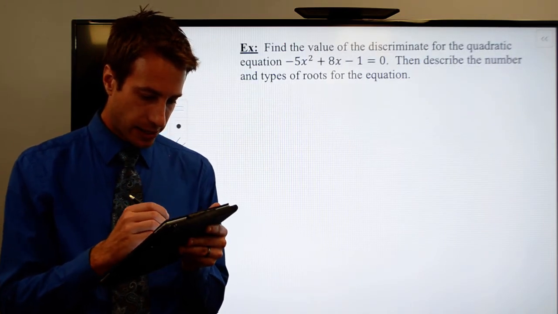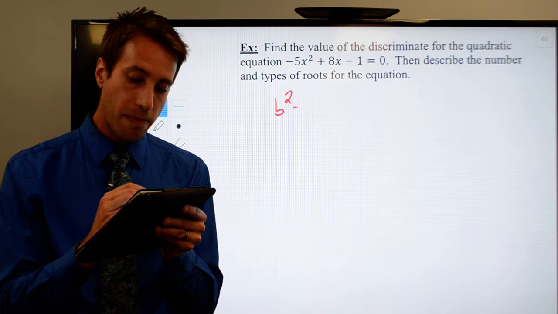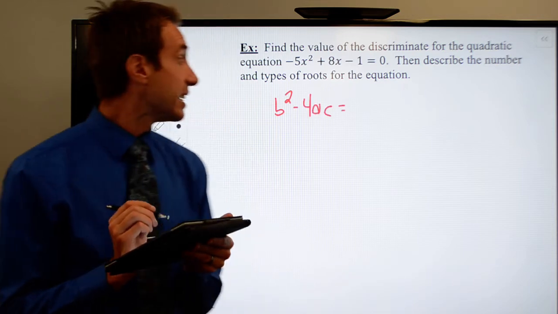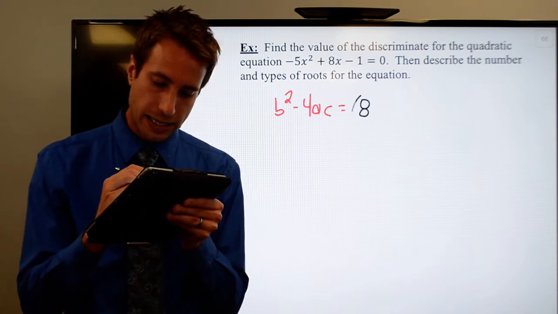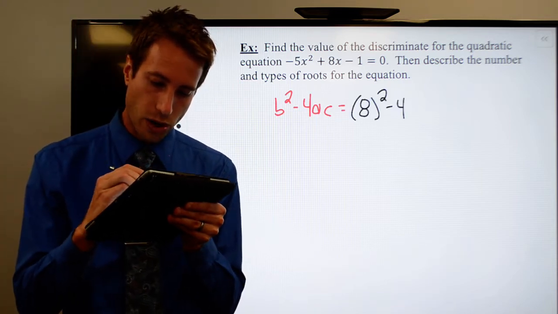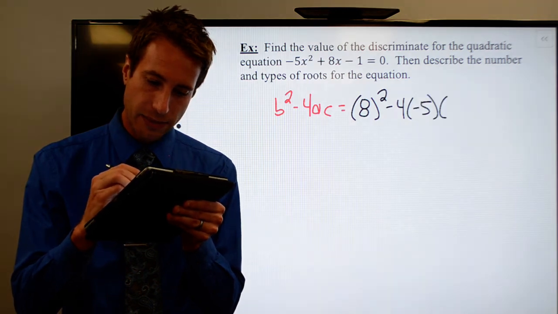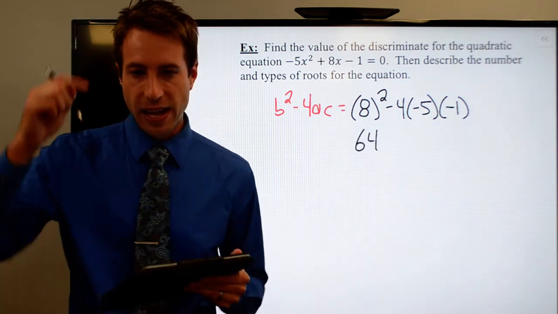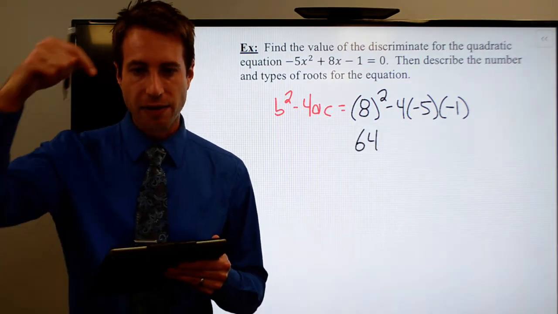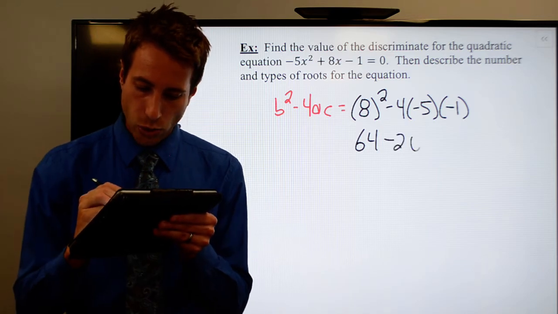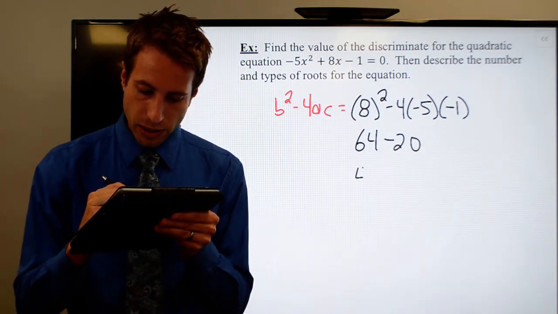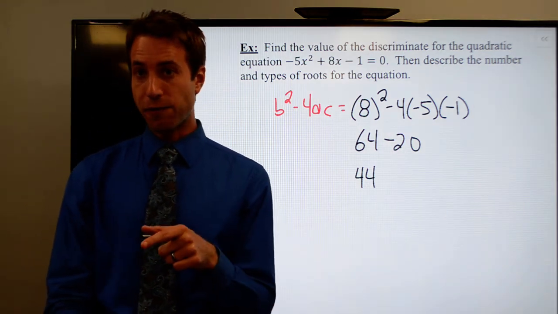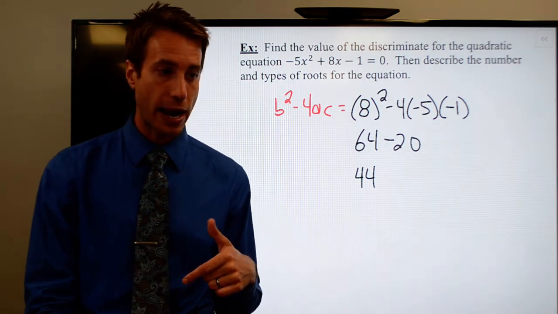Okay. Let's see here. I need to do b squared minus 4ac. Okay, we can do that. My b is going to be an 8. So it's going to be an 8 squared minus 4 times a, which is a minus 5, times c, which is a negative 1. 8 squared, of course, is 64. Negative 4 times the negative 5 times the negative 1 is a minus 20, which means that I wind up with 44.